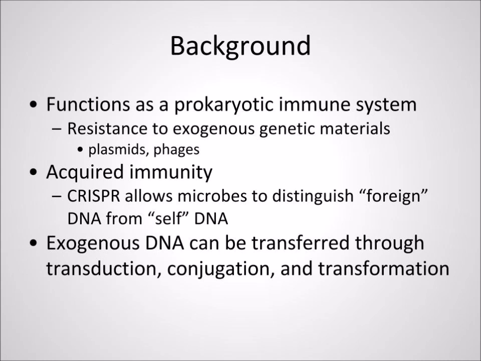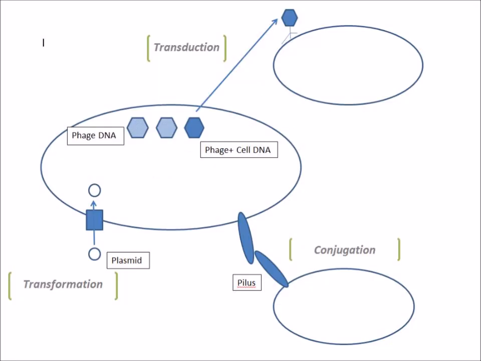Exogenous DNA can be transferred through transduction, conjugation, and transformation. In this picture, you can see the different types of transfer for exogenous DNA: transduction, transformation, and conjugation. In transduction, it's evident that the DNA is being transferred from one bacterium to another by a virus. The foreign DNA is introduced via a viral vector. The DNA that's being transferred is the phage DNA and the cell DNA.